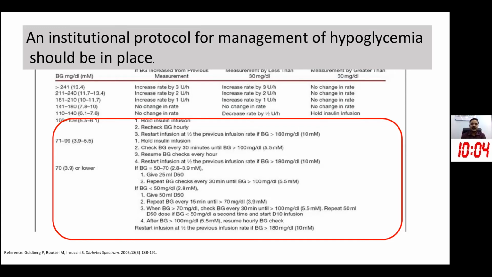One of the protocols that can be followed is that if we are giving insulin and the blood glucose goes less than 100, we can hold the insulin, observe and check the blood glucose every 30 minutes till it is more than 100. Once it is more than 180, we can restart the insulin infusion at half the rate. If there is hypoglycemia, we can hold the insulin, check more frequently, maybe every 15 to 30 minutes, give IV dextrose solution, and try to maintain the blood glucose above 100. Once it is more than 180, we can start at a lesser rate. So that has to be clearly written and placed in the ICU.